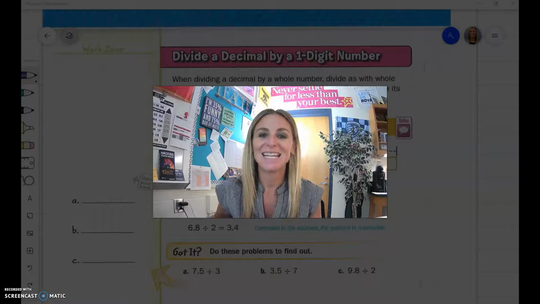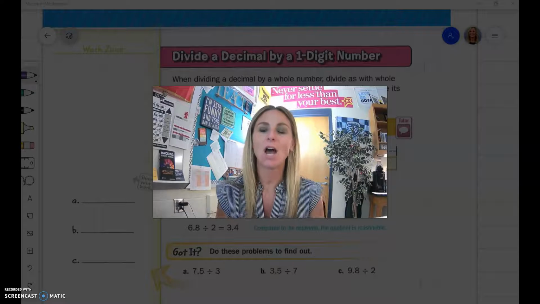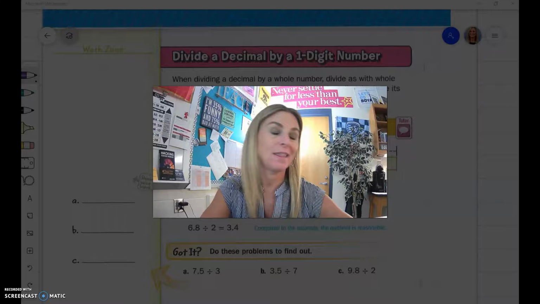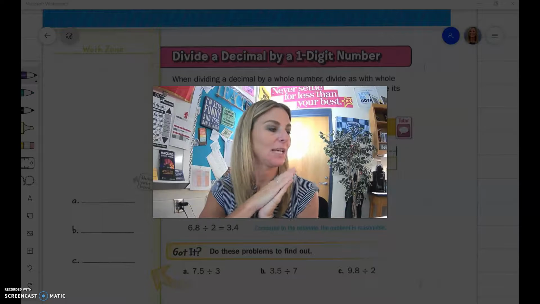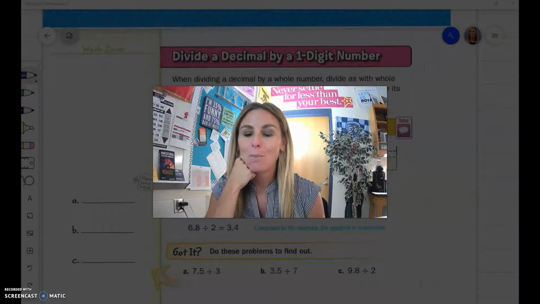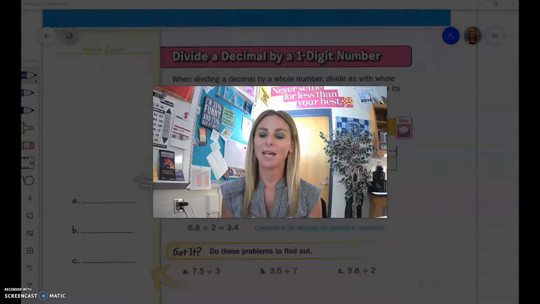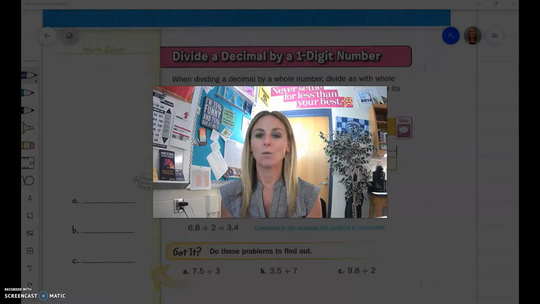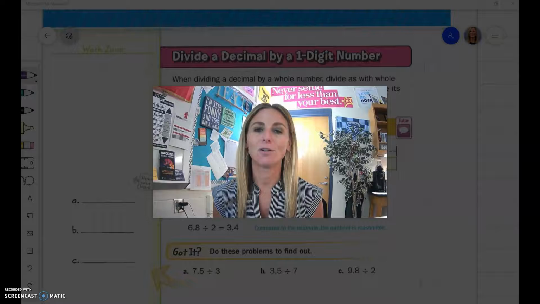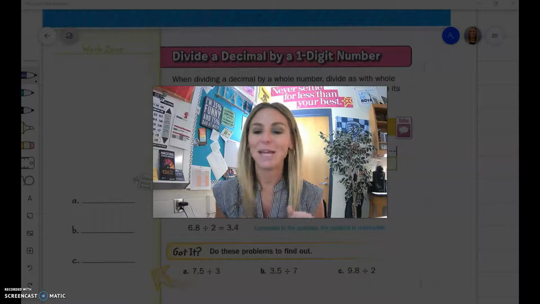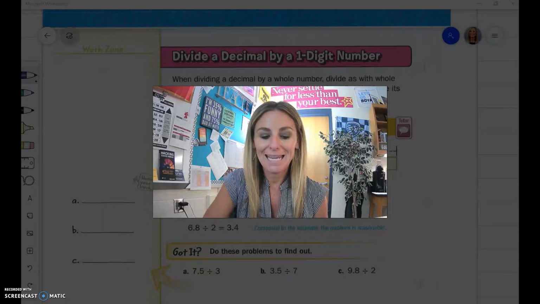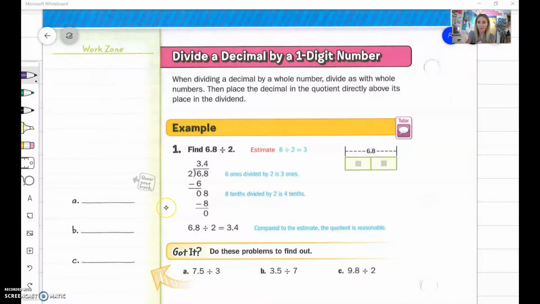Hello, mathematicians. We are going to get started on page 232. We're going to be looking at dividing decimals by one-digit numbers, and we're going to take some time to look at decimals dividing by two-digit numbers. So you are going to need your book, a pencil, and a great attitude as always, so we can get started. Again, page 232, and here we go.